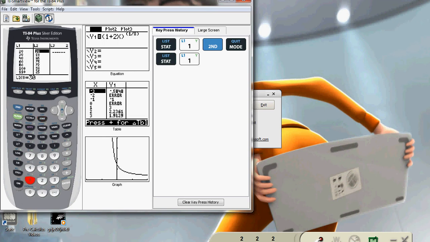Now notice they've got list 1, list 2, list 3. Your calculators may have something in there. What we need to do is get rid of each and every one of those. So what we're going to do is go to list 1. We're going to go up to the top.